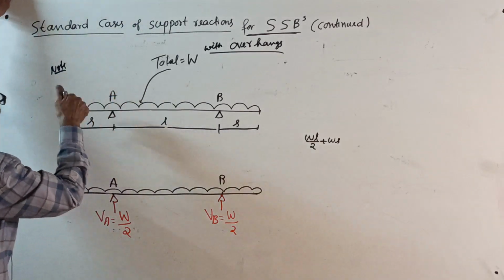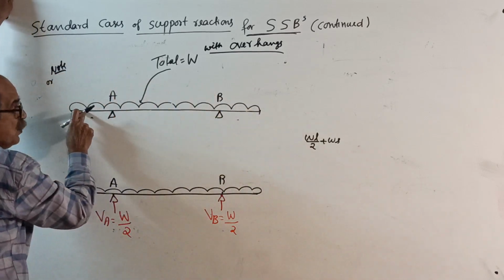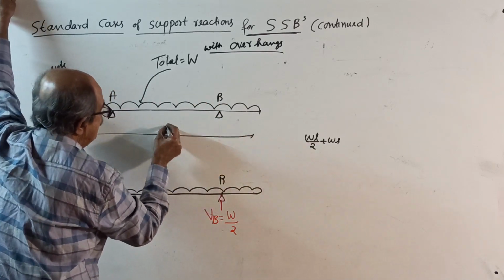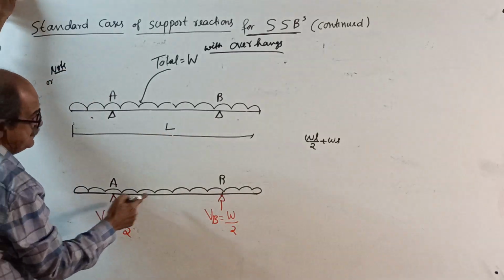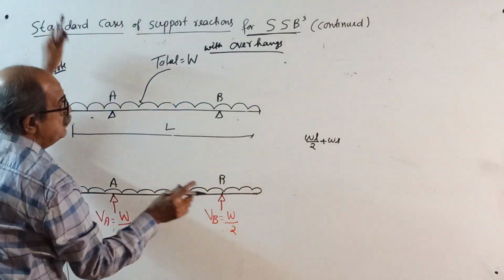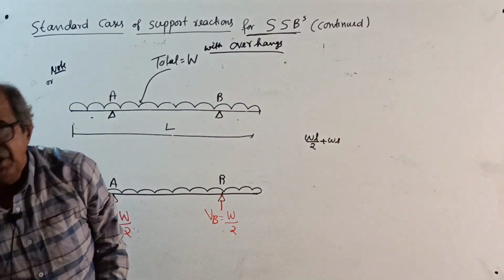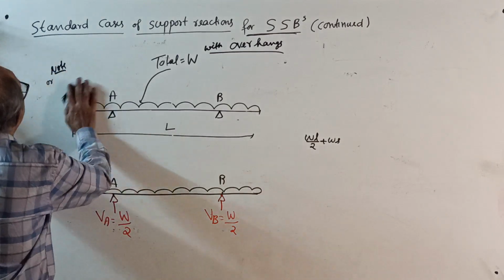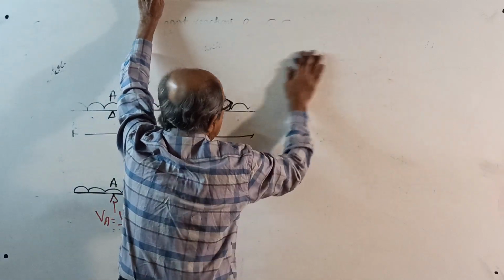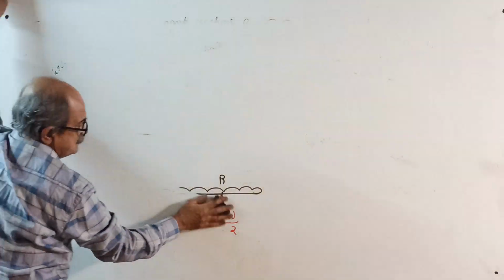Make a note. Same thing, or one more sketch. Overhangs are equal, no idea about the span, total length is L. Then also the answer is, because total is W, L will not come: W by 2, W by 2. Make all these notes. Actually, common sense is sufficient to understand this one. Now, standard cases for simply supported beam are over. If anything else is there, you do by basic calculation. These all you have to remember.